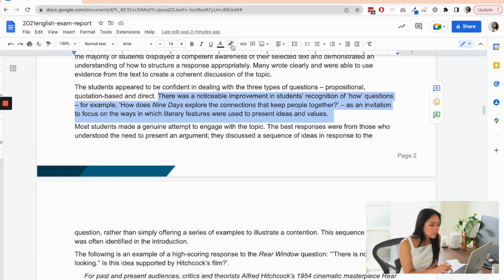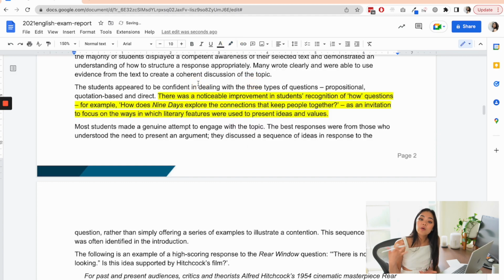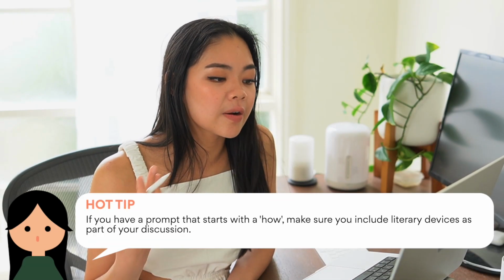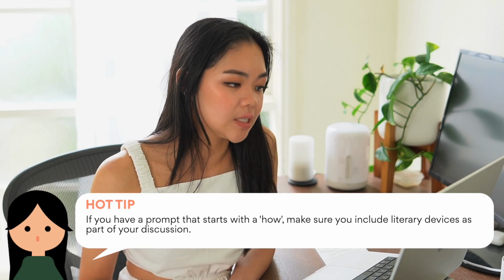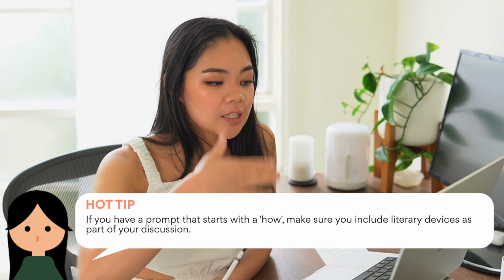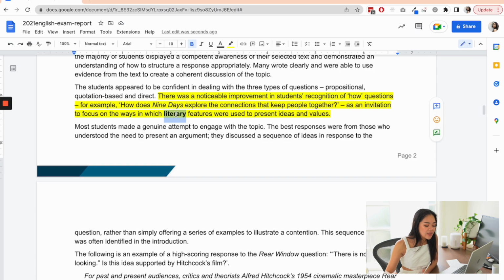One thing that I will also highlight here is how-based questions. Whenever you have a prompt that starts with how, make sure you do include literary devices as part of your discussion. When it says, how does 9 Days explore the connections that keep people together, it's really asking you, how does the author of 9 Days demonstrate to you through her language the connections that keep people together? So when you're talking about literary features, you're talking about things like characterization, symbolism, metaphors.